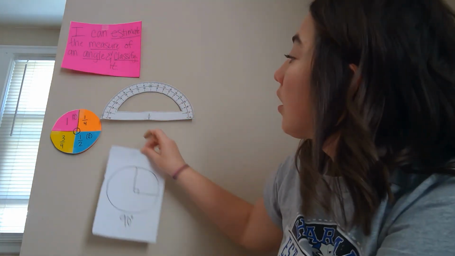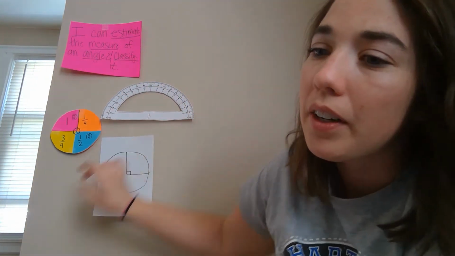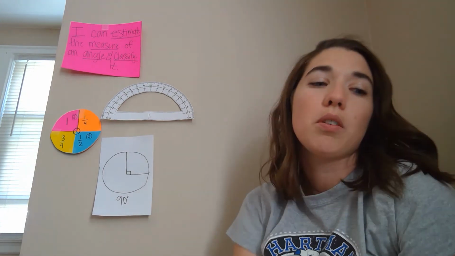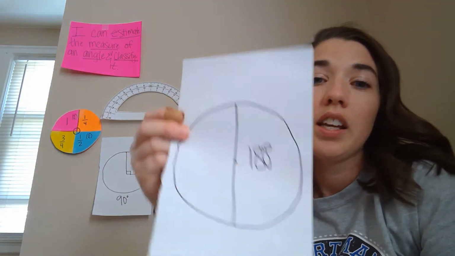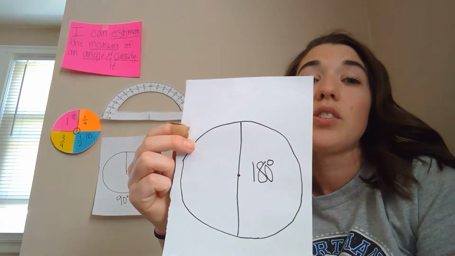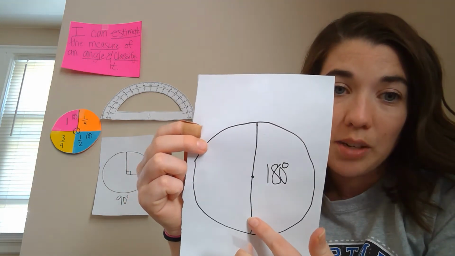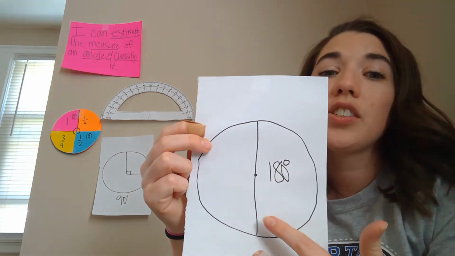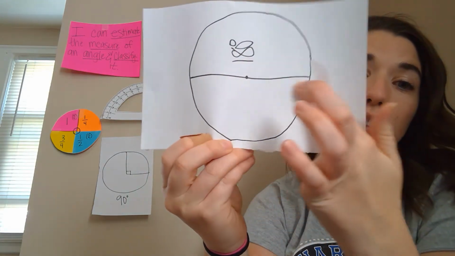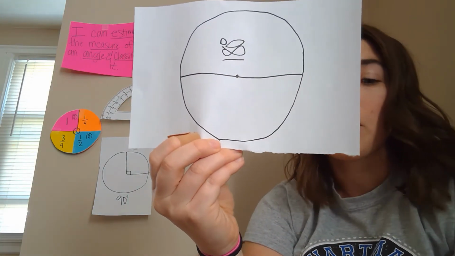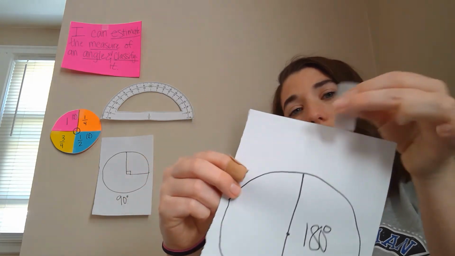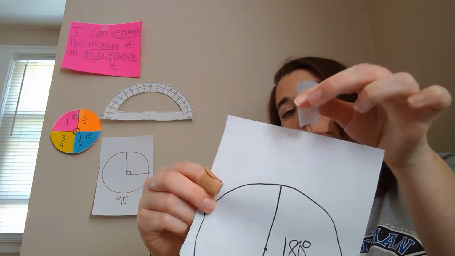Another good example to think about in our head whenever we're estimating or classifying these angles is a straight angle. That would be if I did a half turn in my circle, this is called 180 degrees. If you remember, that's the straight angle that Miss Hills taught you in that past video that should be in your notes.